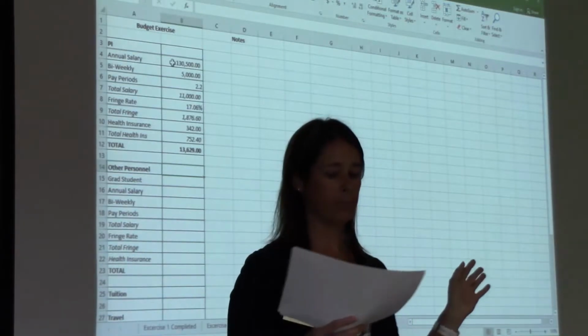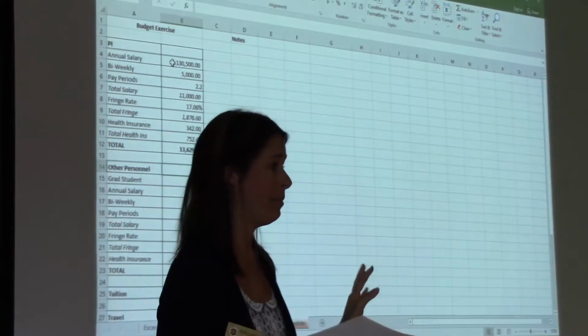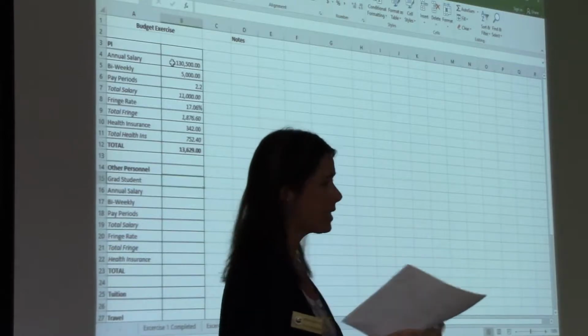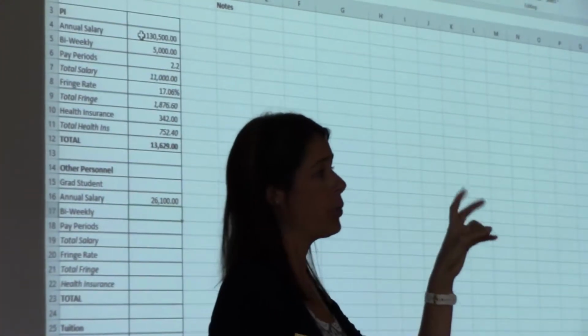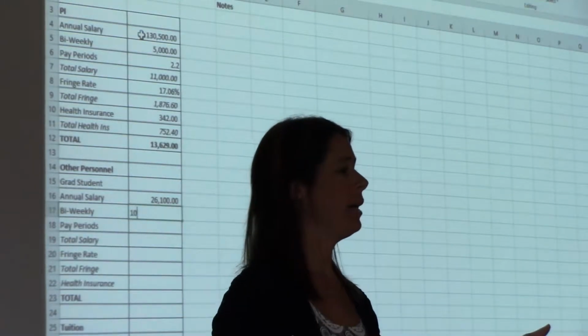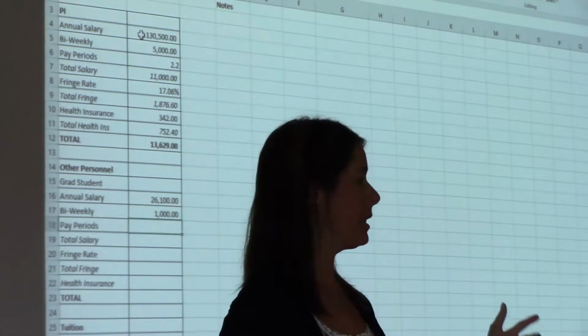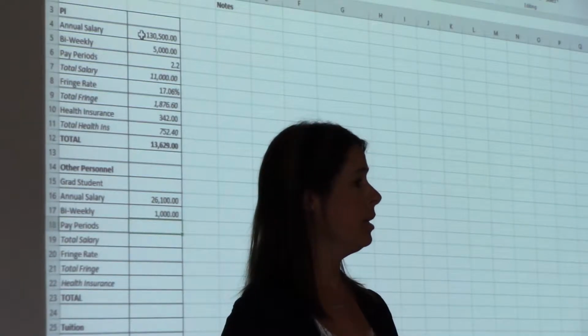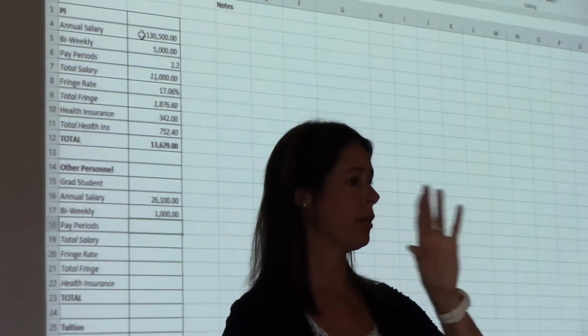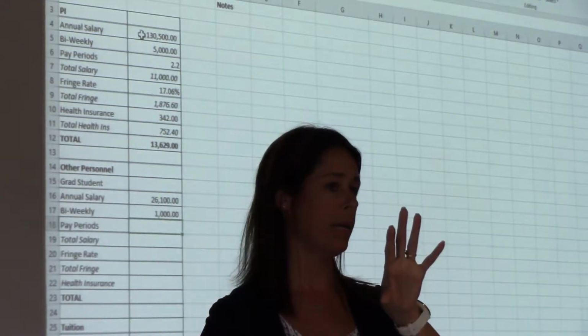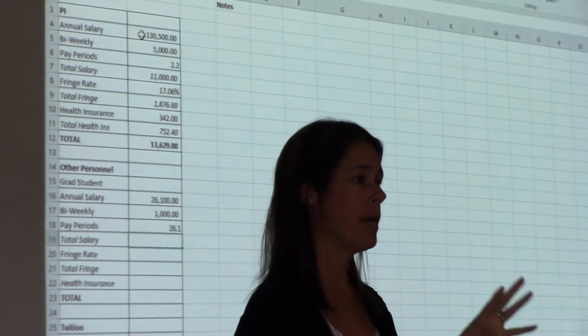They need a grad student. Let's assume this grad student, I made math easy here for you guys, is $26,100. Again, graduate students are considered a 12-month appointment. Even though they might not be appointed for that entire full 12 months, that's what their salaries are calculated on. So we're dividing that by 26.1 to come up with a biweekly. So that's how you see their salary annualized in Omni. So we're always looking at kind of an annualized salary.